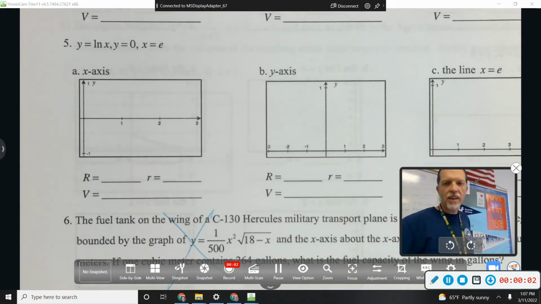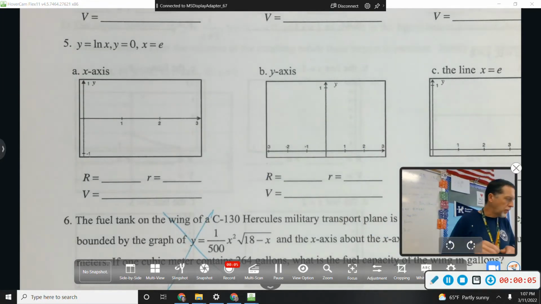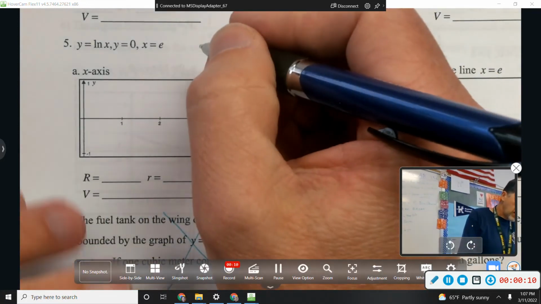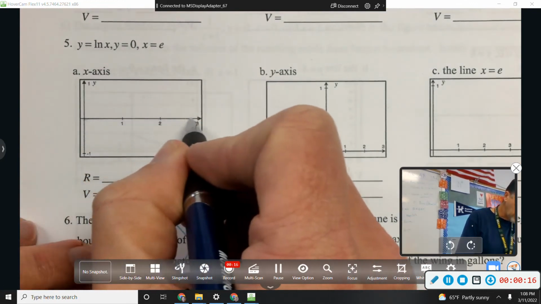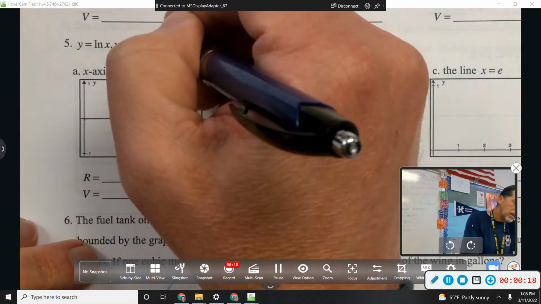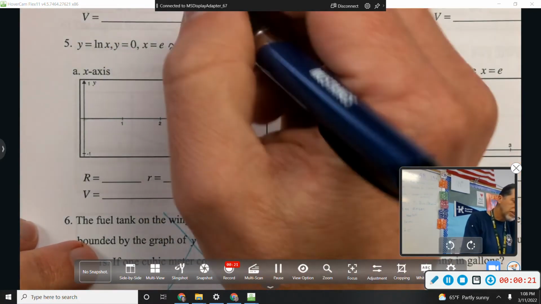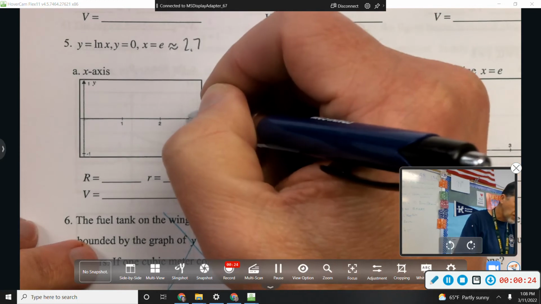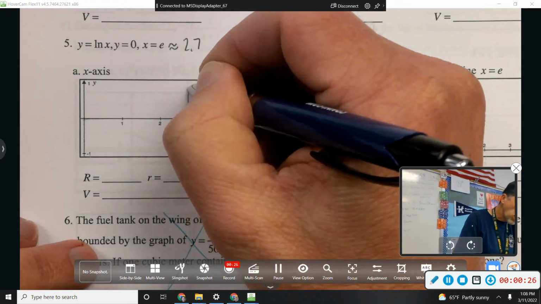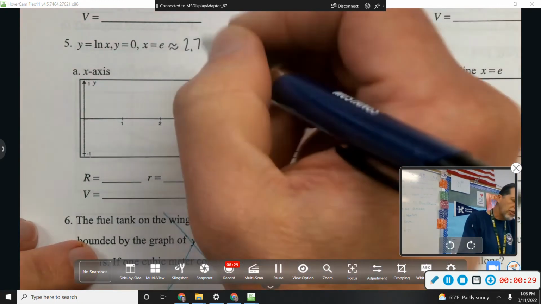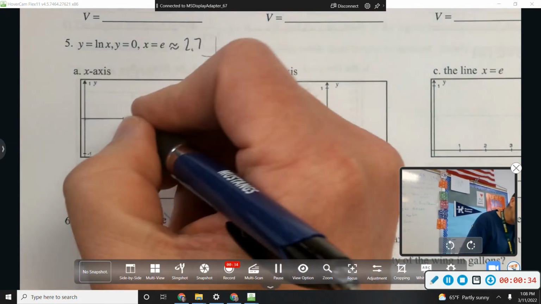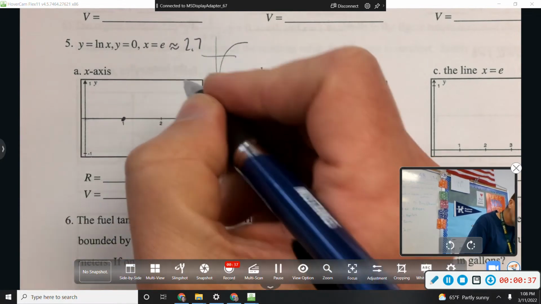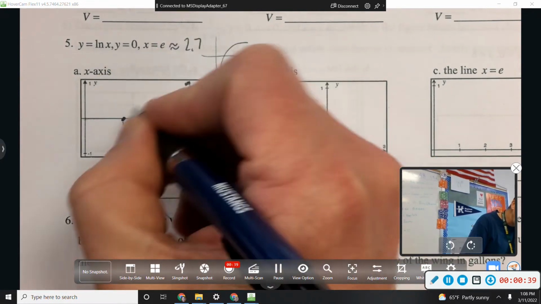Looking at number 5 on the Volumes of Revolution worksheet. Natural log of x. Y equals 0. Okay, I know what y equals 0 looks like. At least get that one. X equals e. Do you remember what e is approximately equal to? 2.7 something? And natural log looks something like that. It's because the natural log of 1 is 0, and the natural log of e is 1.